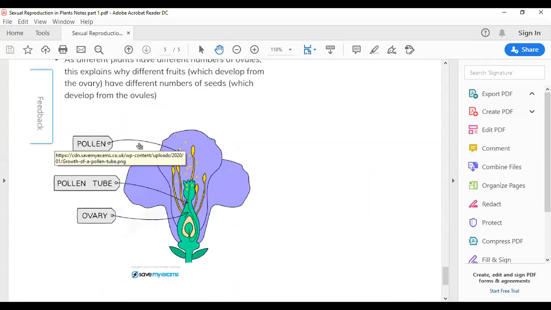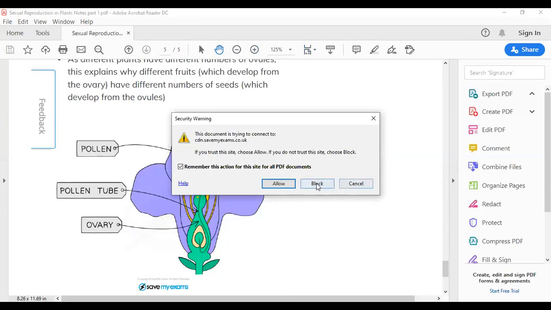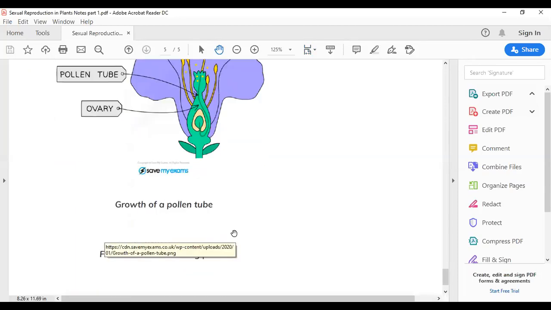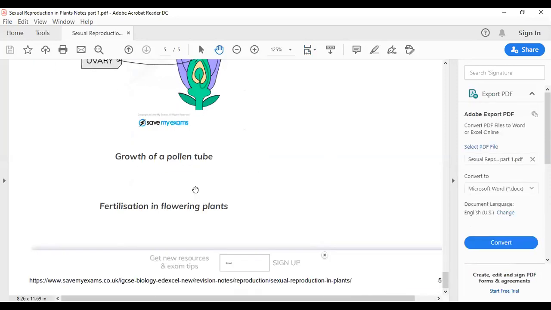So this is showing you that pollen has landed on the stigma, and once the pollen lands on the stigma, there's a tube that starts to grow from the pollen grain down the style, and the tube will continue until it gets inside here, the ovary, which is where the female gamete is. So, fertilization in flowering plants.